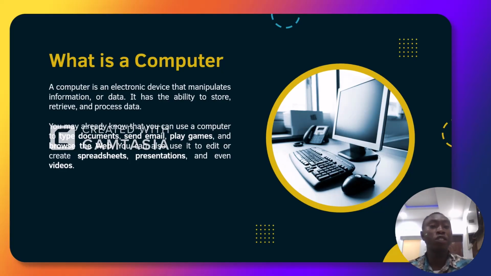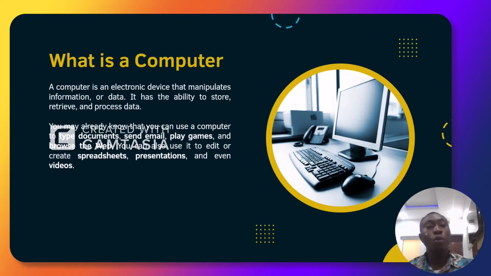So the definition of a computer is basically that a computer is an electronic device that manipulates information or data, and it has the ability to store, retrieve and process data. So basically what they are trying to say is that any electronic device that has the ability to store, retrieve and process data can be classified as a computer.